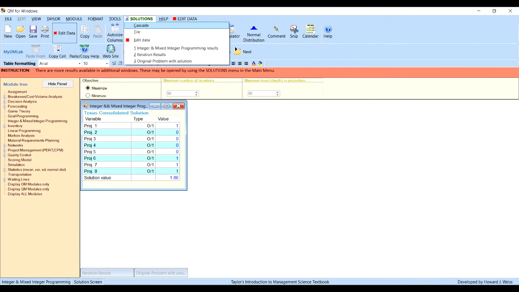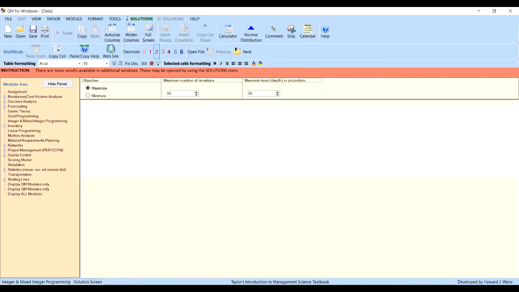And what we found is project 1 is chosen. Project 6, 7, and 8 are also chosen. Project 2 wasn't chosen, so 5 wasn't necessary. So that gives us a return of 1.86. Let's go back and edit our data. So we're looking at 1, 6, 7, 8.